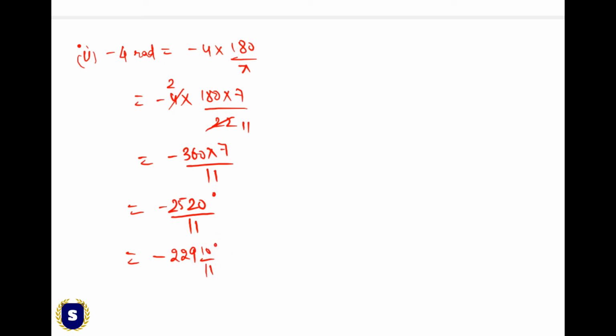So we'll convert this mixed fraction degree into minutes and then seconds if required. So 10 upon 11 degree will become 10 upon 11 into 60, 600 upon 11 minutes. That comes out to be 55 minutes and 5 by 11 minutes. We'll convert this 5 by 11 minutes into seconds now.